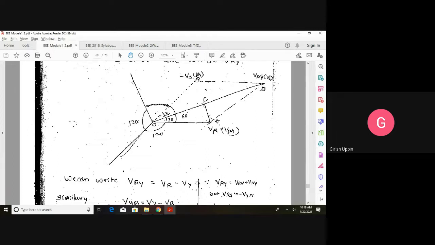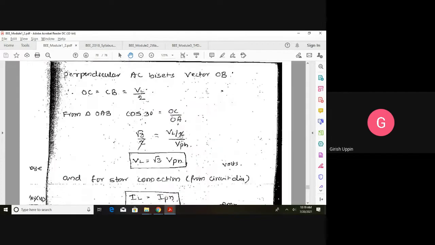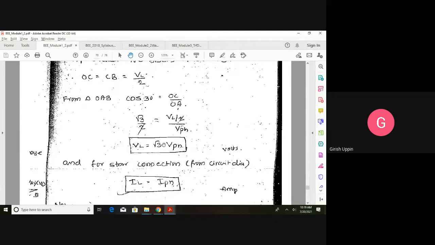When we take the sum of these two, because both are the same, vector OB is going to bisect this angle as 30 degrees. So I am taking cos of 30, which is OC divided by OA. OC is VL by 2. OA, we know that it is VR, which is equal to V phase. Therefore, if you simplify this, VL is equal to root 3 times V phase.